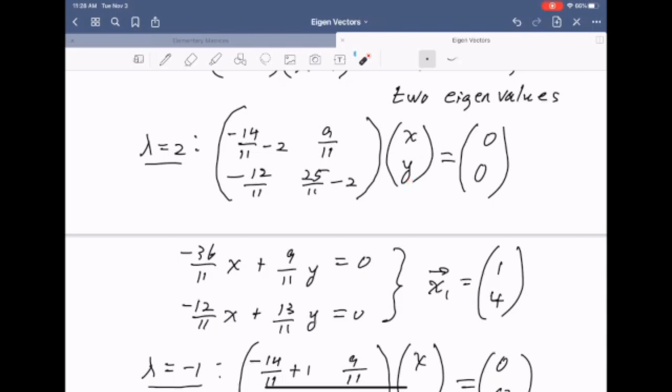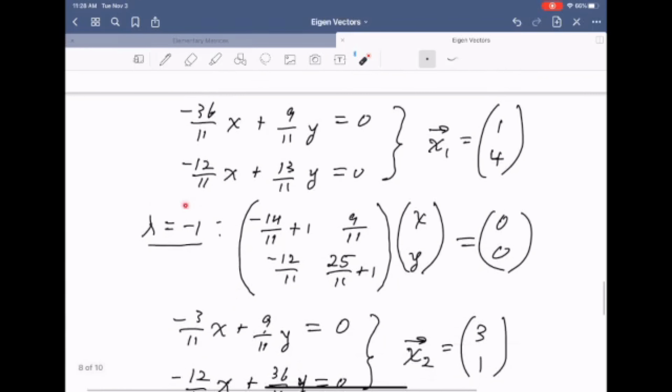All right, and we do the same thing here. We multiply minus 12 over 11 by x, 25 over 11 minus 2 multiplied by y, and then that gives us this equation here. Solving for x and y gives x vector equal to 1, 4.